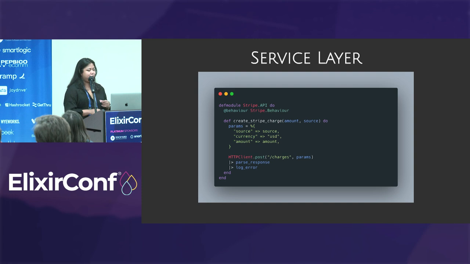So the service layer, this would be the HTTP call, roughly. You know, create Stripe charge. This actually reaches out, does the post request, parses the response, logs the error. This is what I would say is actually the code that you would test, however you want to test it. Like, go ahead, test this for real.